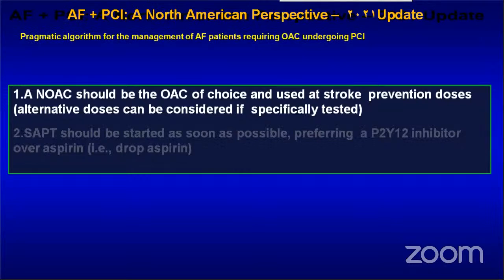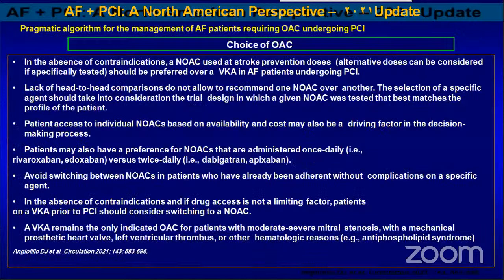Next. The same as we tested. This is the algorithm for choice of oral anticoagulant. In the absence of contraindication, NOAC used at stroke prevention doses, alternative doses can be considered if specifically tested, should be preferred over vitamin K antagonists in AF patients undergoing PCI.